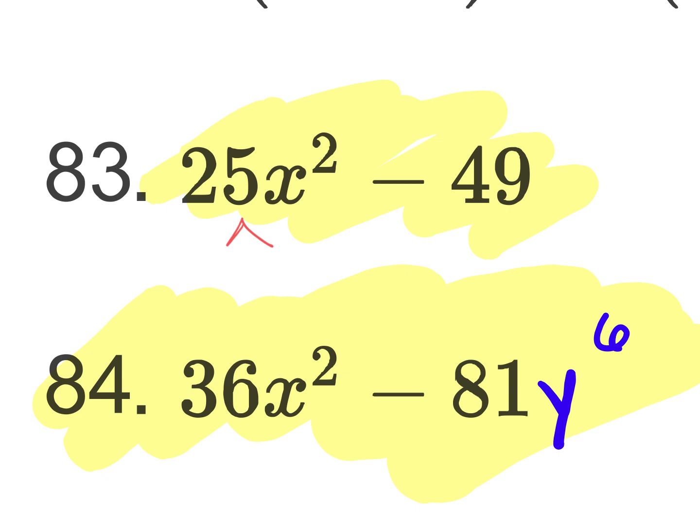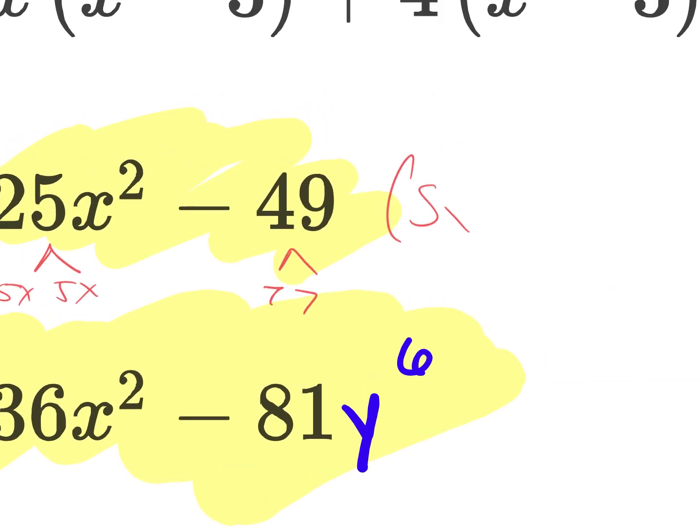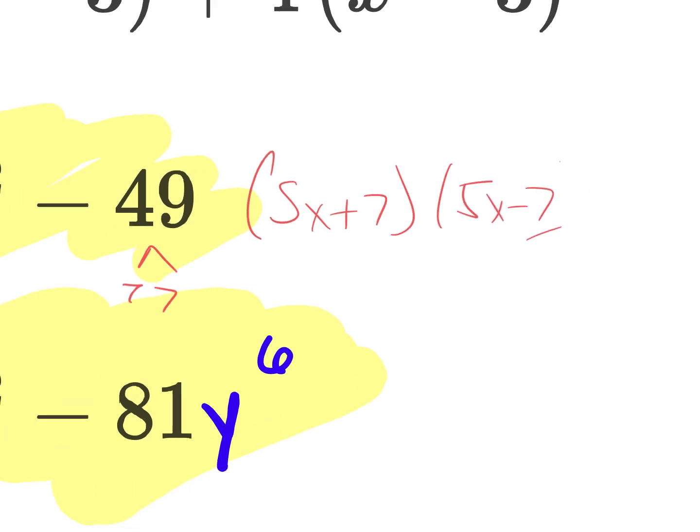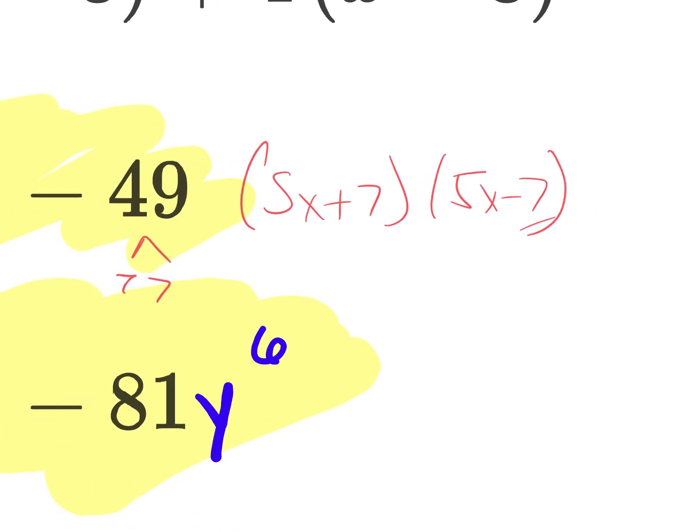Yeah, what times what's going to give me 25x squared? 5x and 5x. What times what's going to give me 49? 7 and 7. So my 2 parentheses are 5x plus 7 and 5x minus 7. Does it matter where I put the plus and where I put the minus? Nope, just as long as you have one of each.